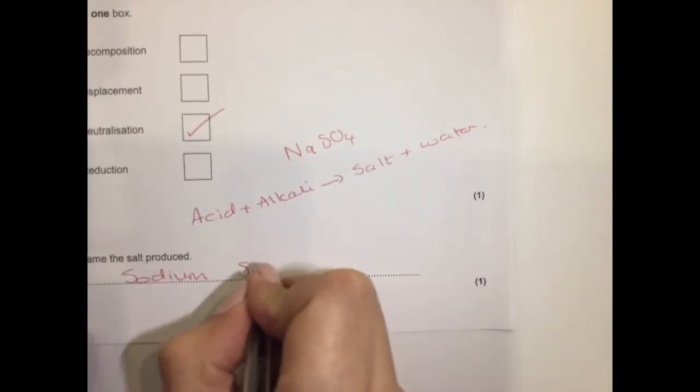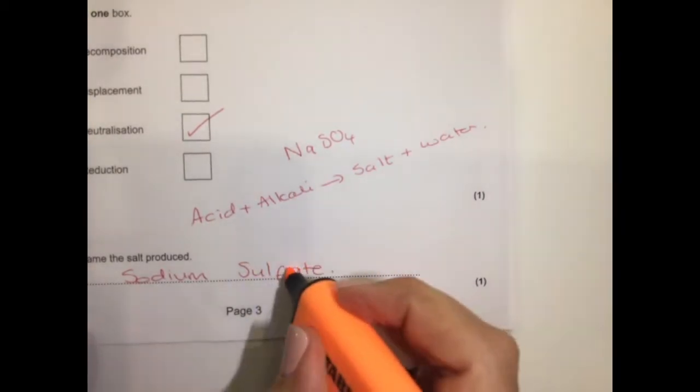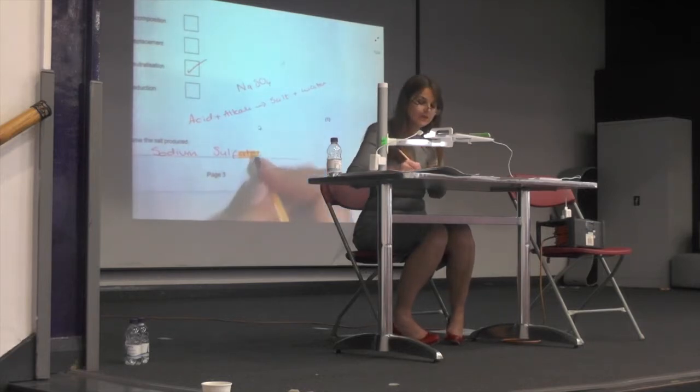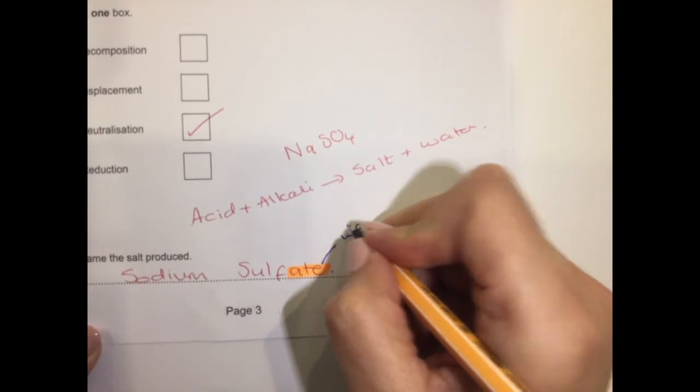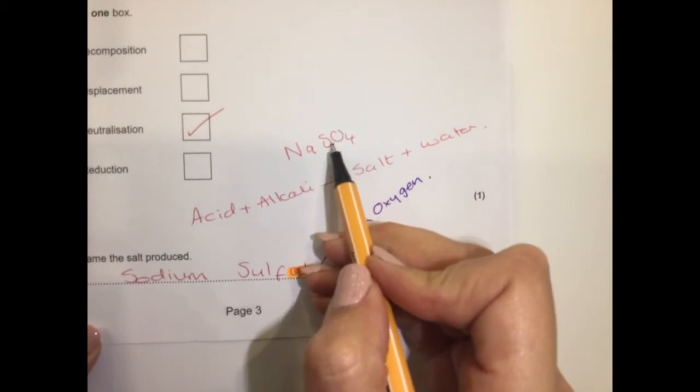Sulfate. Well done. Now, sulfate, if we look at the last part of the word, is ATE. Now, ATE, when we've got that in a compound, means with oxygen. So any compound, like copper sulfate or copper nitrate, ATE means it's got oxygen as well. So with oxygen. So just remember that.